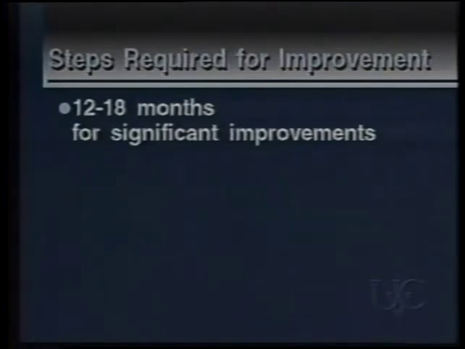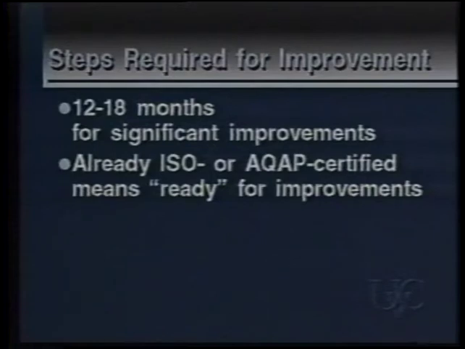We found that organizations that were already ISO or AQAP certified, AQAP is NATO's Allied Quality Assurance publication, were ready for improvements, which meant that using the SEI improvement technique and further assessments were something that they already understood because they'd gone through this type of improvement activity already.